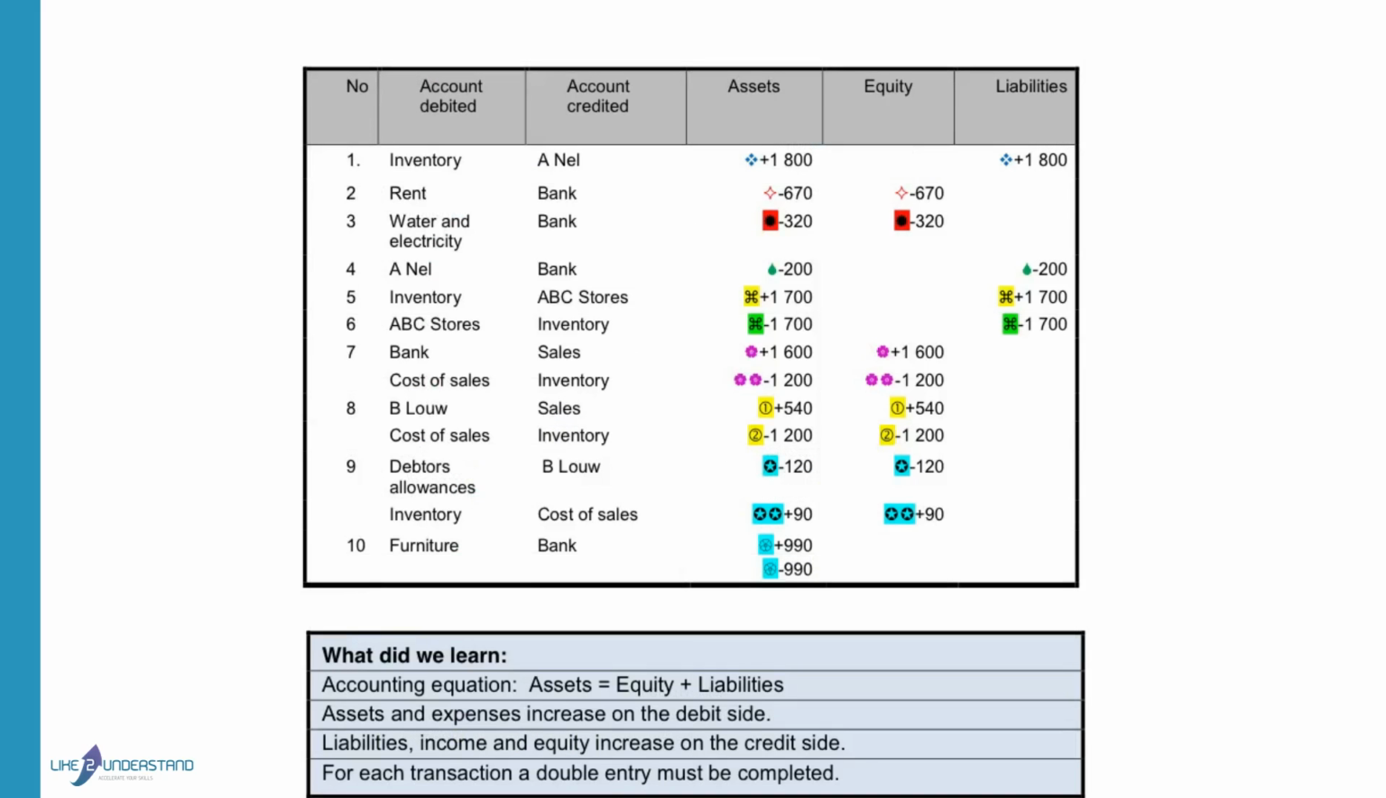When we buy inventory, the amount of inventory increases, so we will show that inventory increases on the debit side because we have more assets. We will credit Nell or creditors control to indicate that our liabilities increase with 1,800.